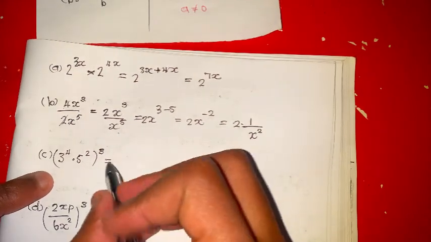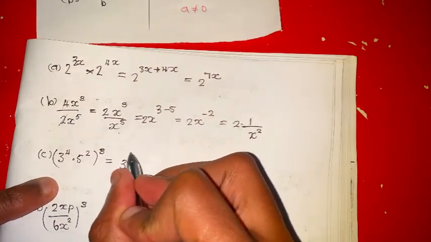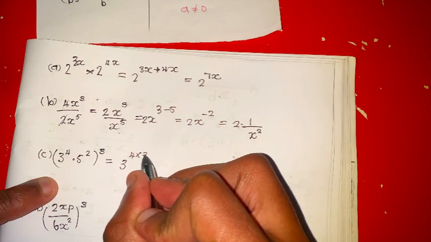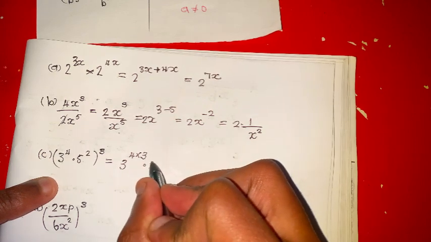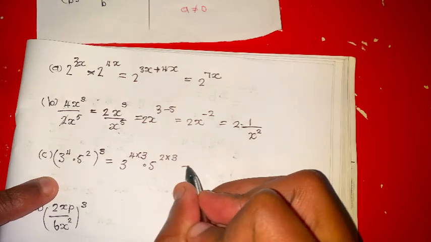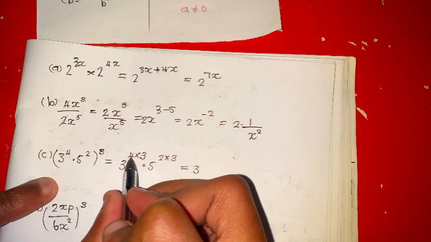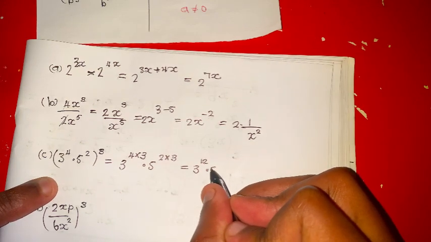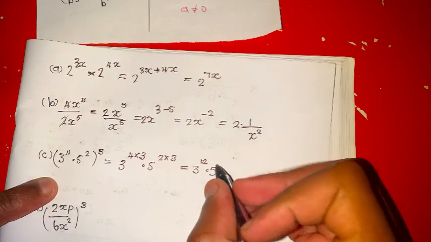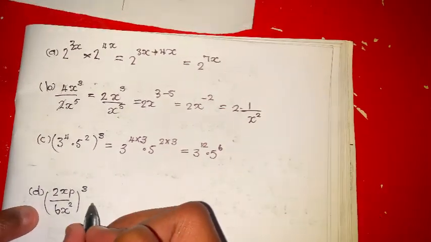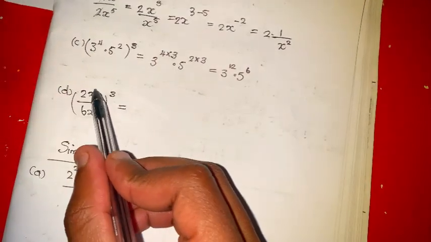So let's look at what we have here. We have 3 raised to 4, and we are going to multiply the exponents, multiplied by 5 raised to 2, all raised to 3. And what you have here is 4 times 3 is 12, multiplied by 5 raised to 2 times 3 is 6. Now that one was also simple. Now say you have this expression.